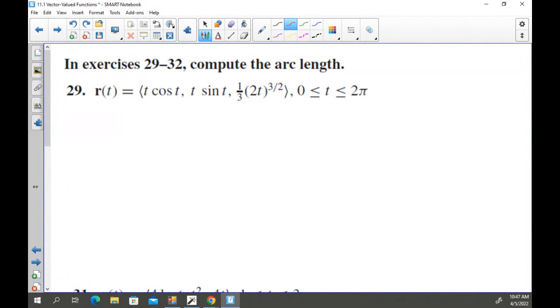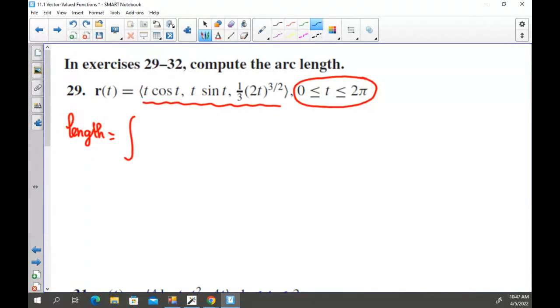So let's do 29. I want to compute the arc length of this curve when t goes from 0 to 2 pi. So the length will be the integral from 0 to 2 pi of the square root of... x is what? t cosine t.